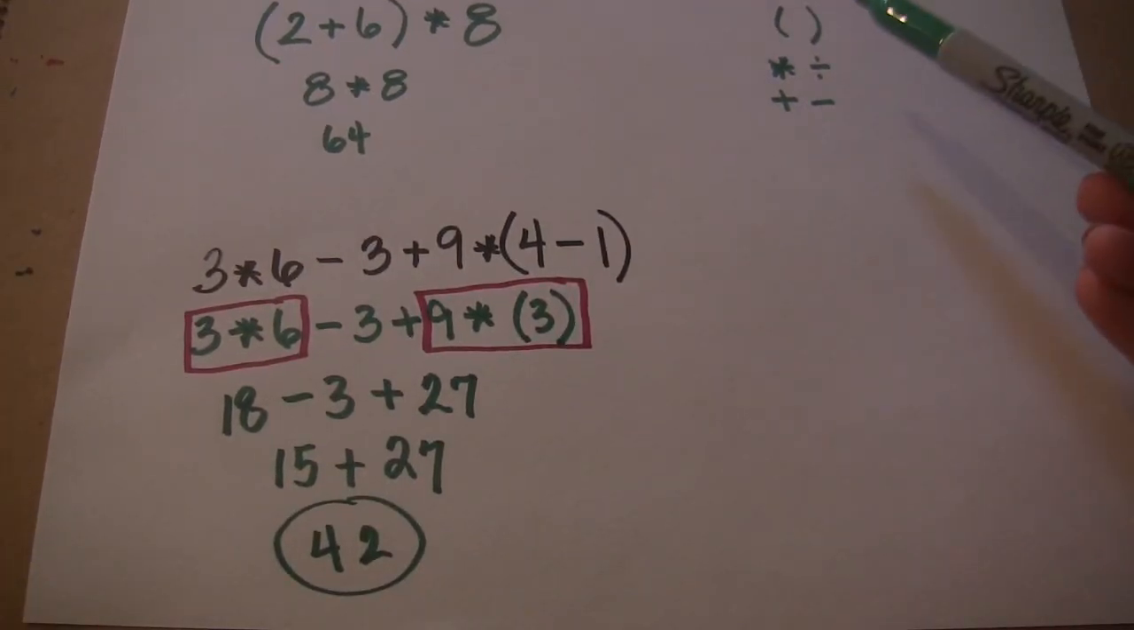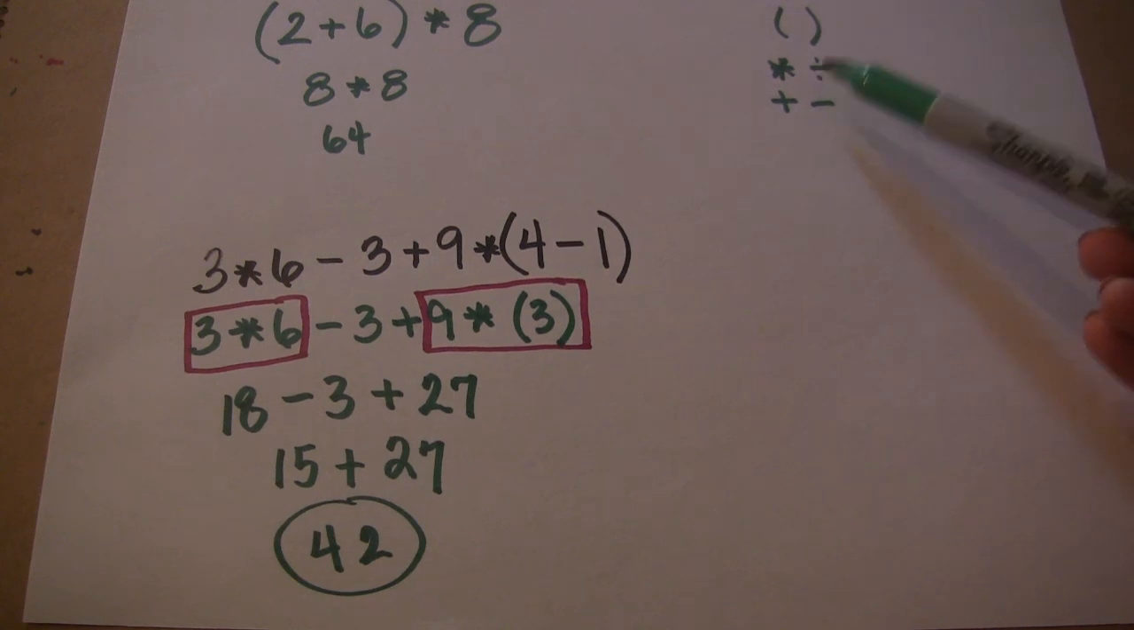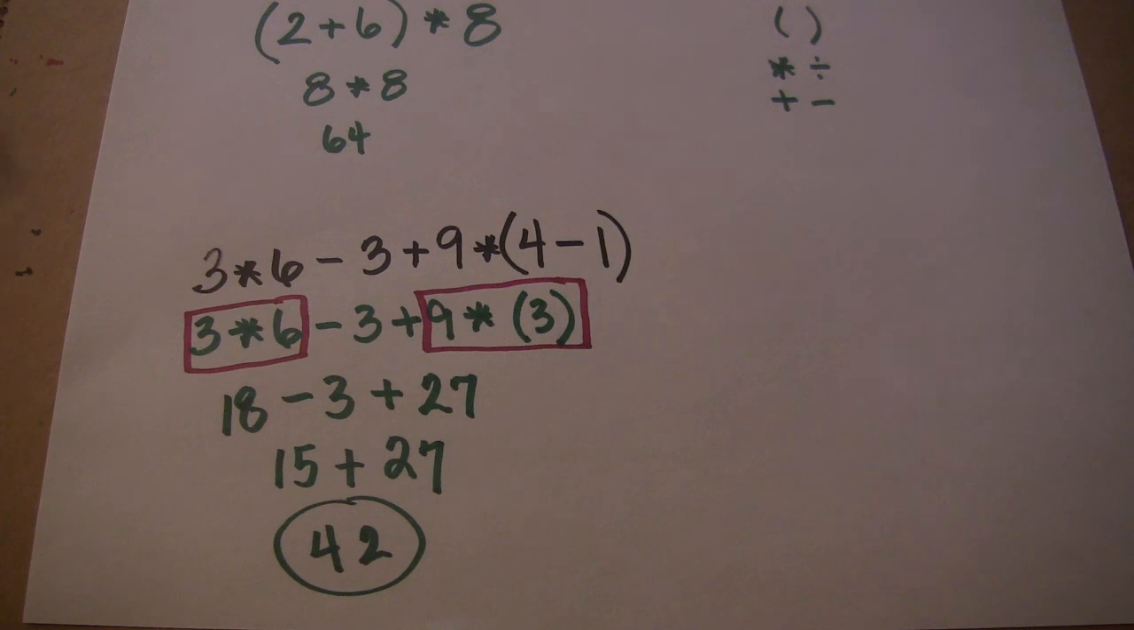So again, first parentheses, then multiplication and division, then addition and subtraction. That is how you handle the order of operations.